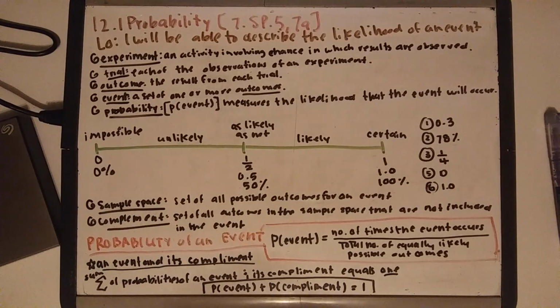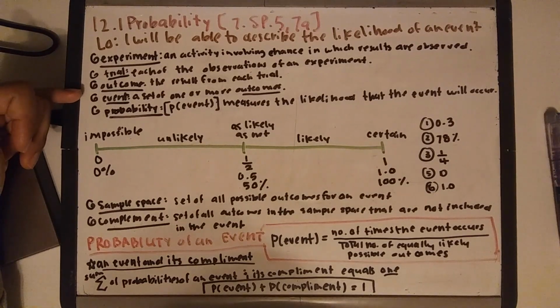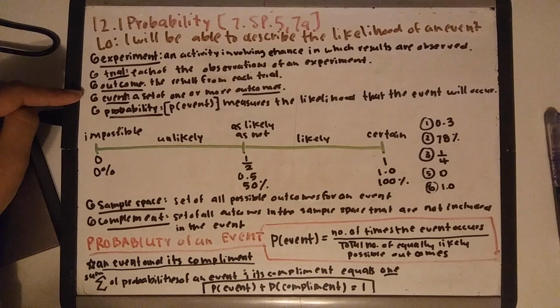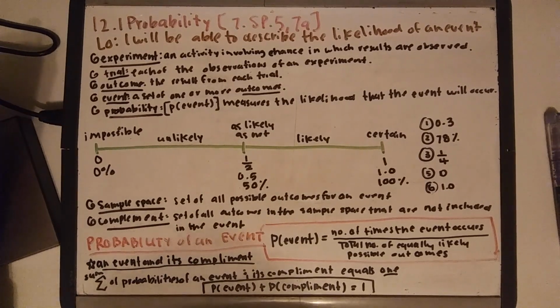The outcome is basically the result of each trial. So for instance, if you're rolling a dice, every time you roll a dice, it's gonna be a trial. And every time you get a number out of those trials, that's gonna be your outcome. So if you get 2, that's an outcome. If you get 3, it's an outcome.